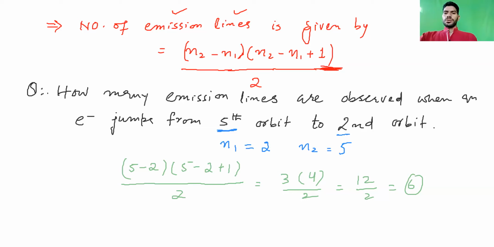Okay, so I hope you will remember this formula, then you can easily calculate the number of emission lines. It is now very easy: when it is given that an electron jumps from, let's say, the fifth to the second orbit, or any orbit to any orbit, you can calculate the number of emission lines. It becomes easy with this formula, so you have to remember this.